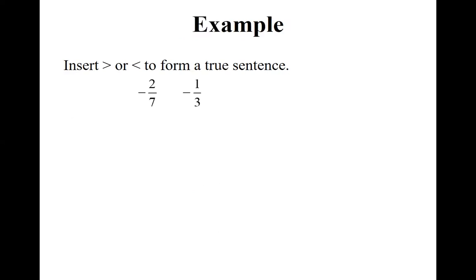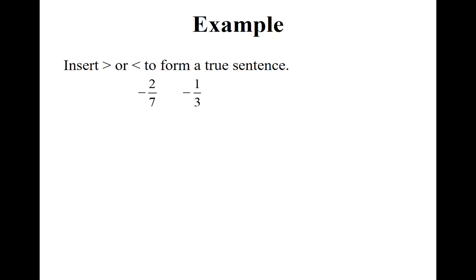Let's do another. -2/7 and -1/3, putting aside for now the fact that things work differently on the negative side of the number line. They're not as you would initially expect. We need to keep to the rule that the left number is less than the right number. We can't compare until the denominators are the same.